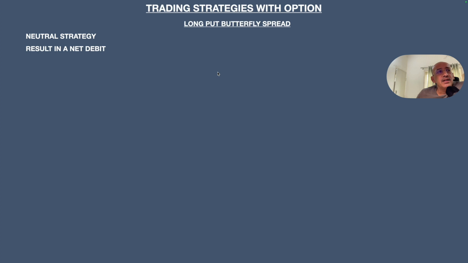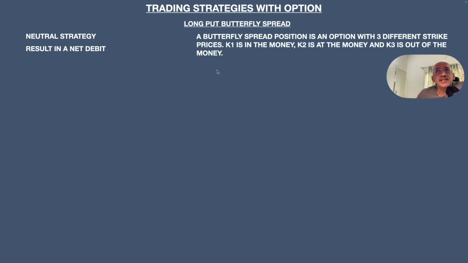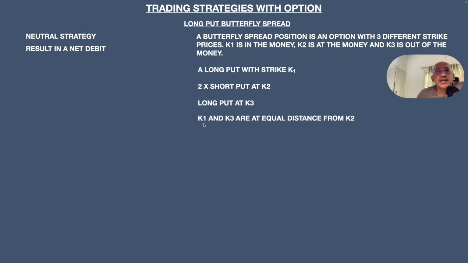Similarly, the long call butterfly spread also resulted in a net debit, isn't it? So the condition will remain the same. K1 is in the money, K2 is at the money, and K3 is out of the money. Instead of buying a long call, you buy a long put at strike K1, you short two puts at K2, and you buy one long put at K3, where K1 and K3 are at equal distance from K2.